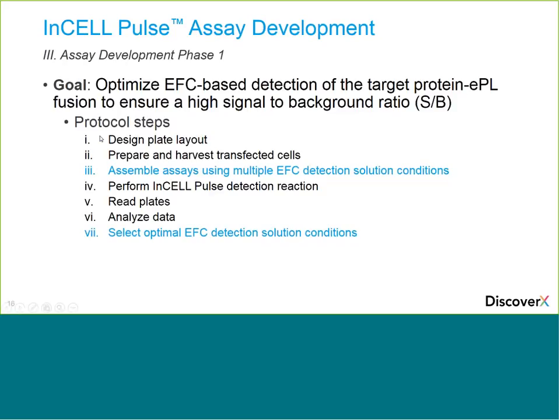And so these steps are quite simple. The transfected cells are harvested. The assays are assembled and set up in such a way that we're testing multiple conditions for the EFC detection reaction. We perform that InCELL Pulse detection reaction, analyze the data, and then based on these data, we select the optimal EFC detection conditions. And this is a very simple process outlined hopefully clearly in the manual, and once these detection conditions are identified, they can be held constant going forward. Please do not skip this step.